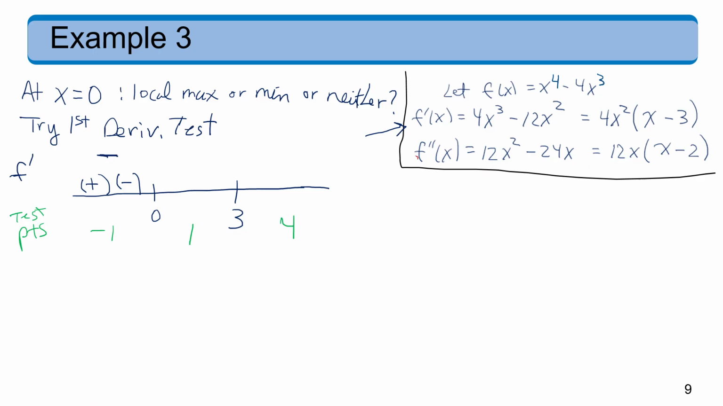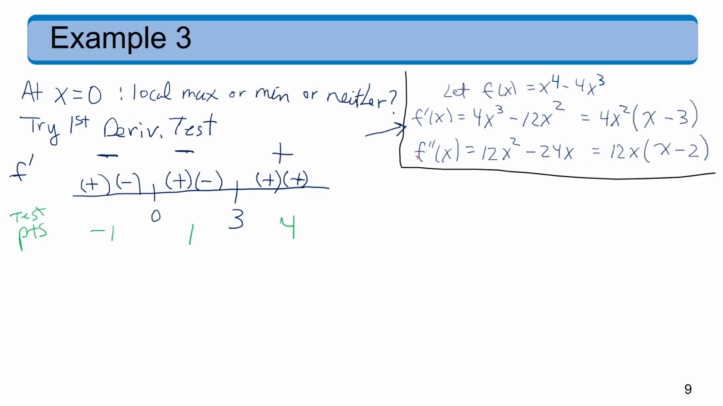Our next test point is 1. The first factor, 4 times 1 squared, is positive. The second factor, 1 minus 3, is -2, so that's negative. Okay, so we've got another minus sign. And then when I plug in 4, 4 times 4 squared is positive. And then the second factor, 4 minus 3, is 1. That's positive. So the product of two positives gives us a positive.